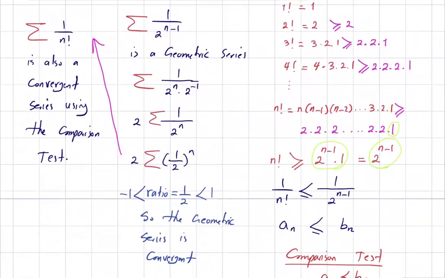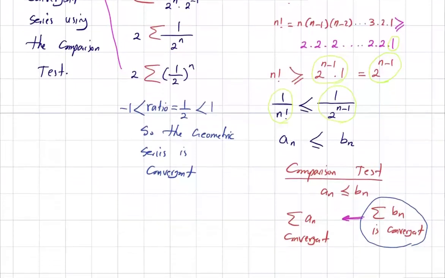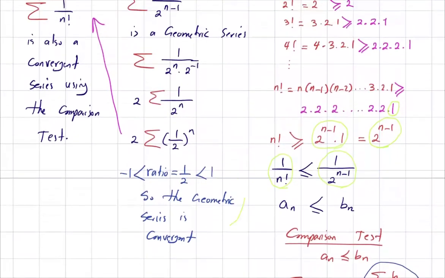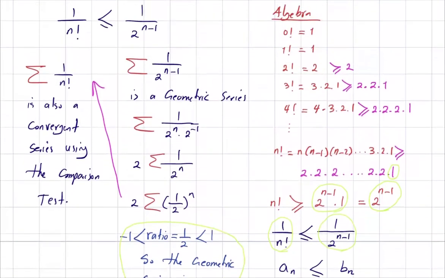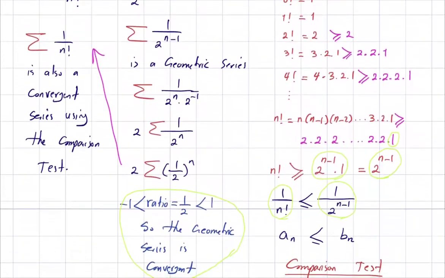I found two general terms, 1 over n factorial and the other, which is basically the general term of a geometric series. By using the comparison test, if I show the larger series is convergent, I can conclude that the smaller series is convergent as well. The larger series is convergent because it's a geometric series. The ratio is a half, which is bounded between -1 and 1. So the series on the right is convergent. It means that the series on the left is also convergent by using the comparison test.